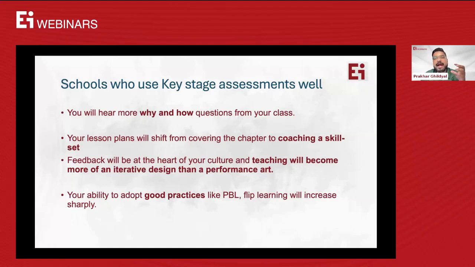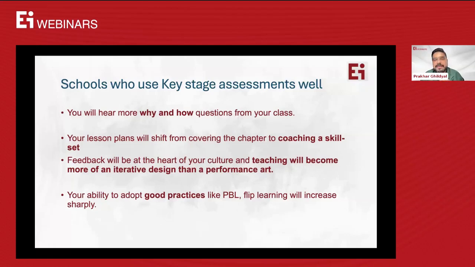So a lot of people say it's either skill or concept. Should I explain least common multiple and highest common factor, or should I ask them to apply? They're all part of the same strand. They go hand in hand. Another good thing which happens with the schools is that teaching will become more of an iterative design than a performance art, which is how we often think of teaching.